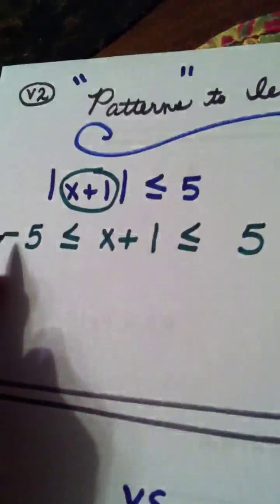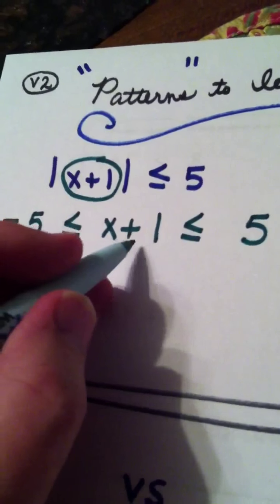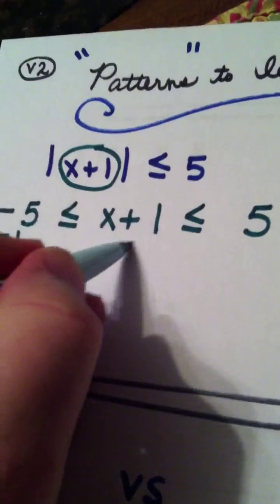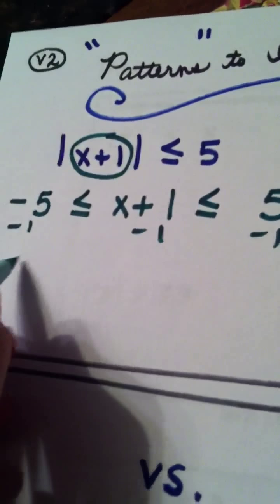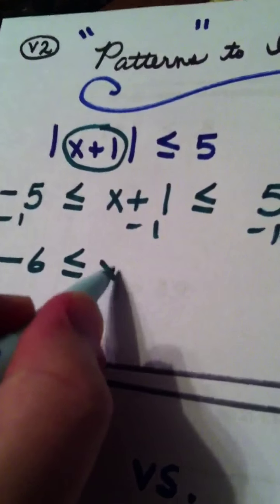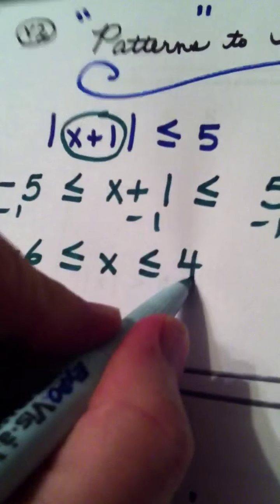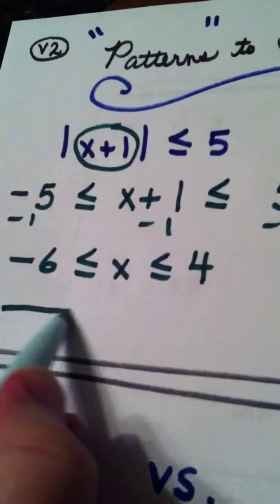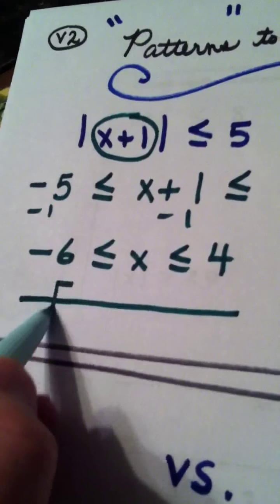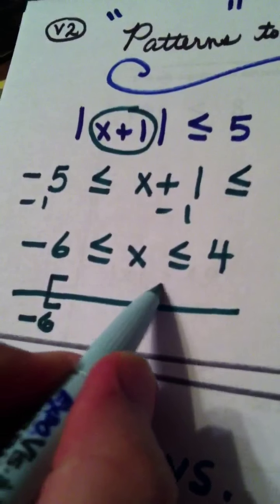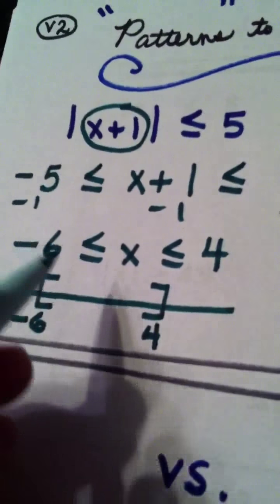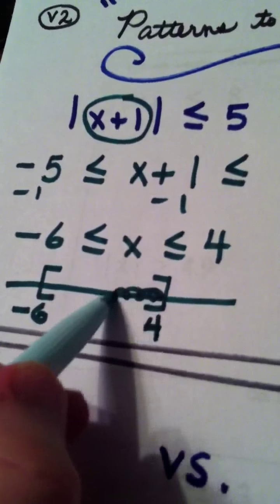Now to finish this problem, you would subtract 1 from everything, from each part, and that would give me -6 is less than or equal to x is less than or equal to 4. So on a number line, our answers would be everything in between -6 and, hear that word and 4.